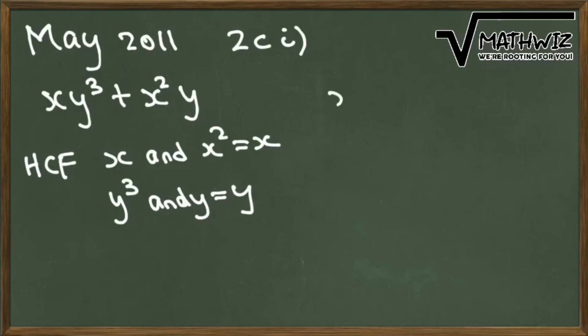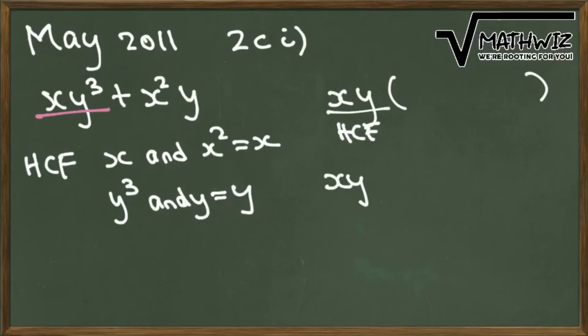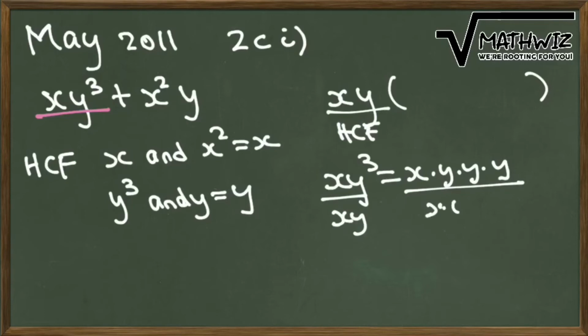All right, so now that I know what goes on the outside of the bracket, remember that's the highest common factor, now I need to figure out what goes in the bracket. So I take the first term, which is xy cubed, and I'm going to put it over the HCF, which is x times y. All right, so the x's cancel, the y's cancel, and what is left over is y times y, which is y squared.